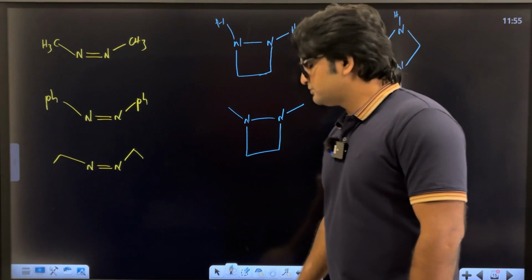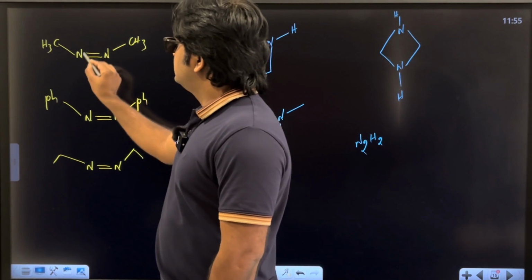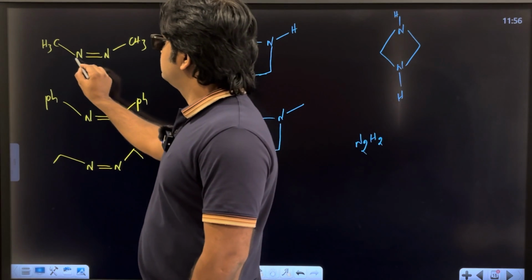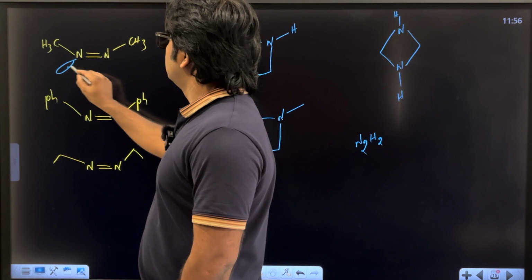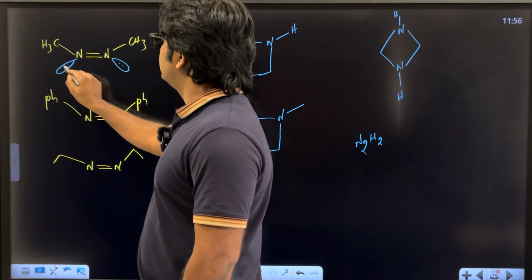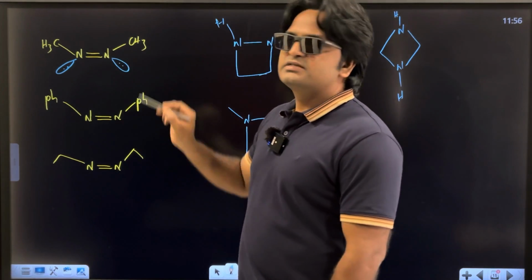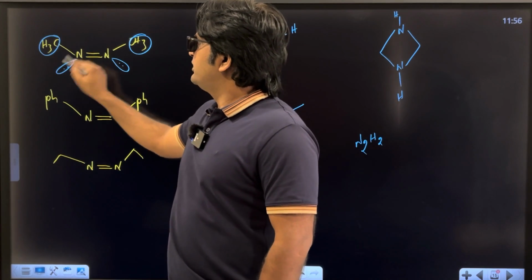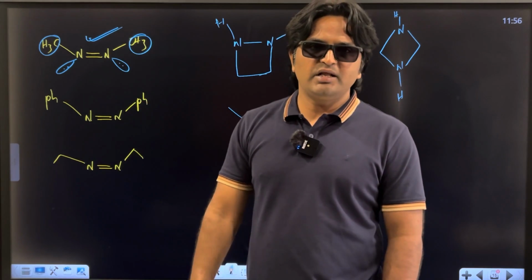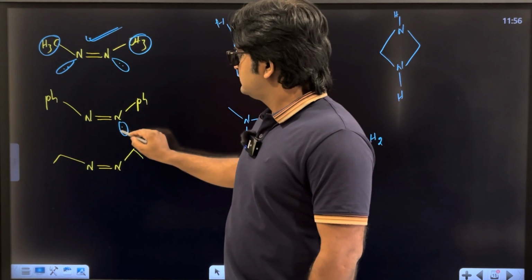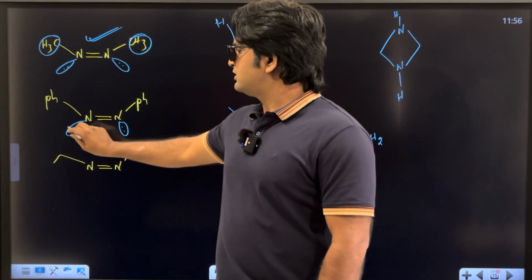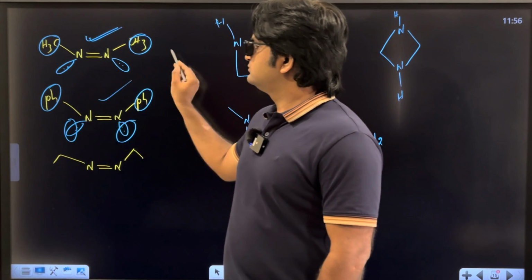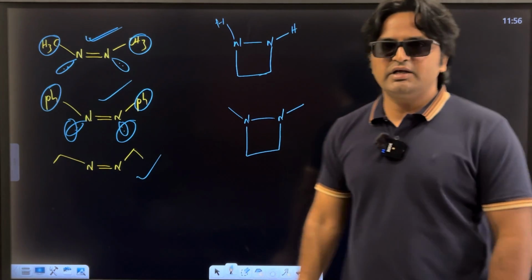Come to the first molecule. There is a restricted rotation of the bond, that means the double bond. Here a lone pair of electrons is present. Here also a lone pair of electrons is present. If it is considered as a group, lone pair and methyl, same or different? Different. Methyl and lone pair are different. This molecule can show geometrical isomerism. Like that here, lone pair of electrons, phenyl, lone pair, phenyl and lone pair. This molecule also shows geometrical isomerism.